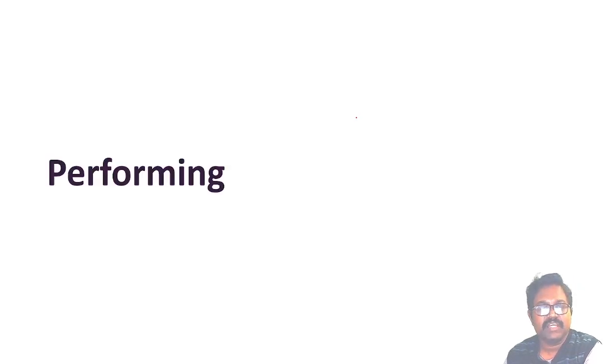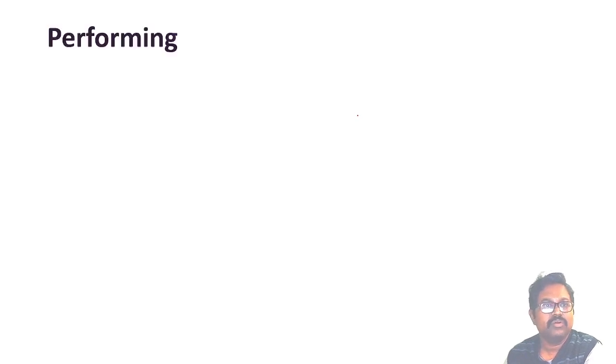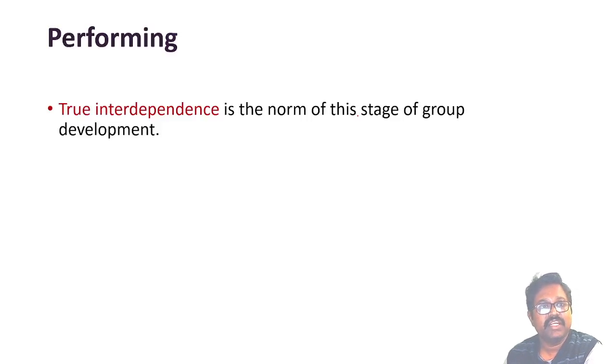So what happens in the case of performing? This stage has been set to perform. Individually, it is the phase where they can show their talent, they can show their group dynamics, and what they can do as a team. There will be true interdependence. True interdependence is the norm of this stage of the group.